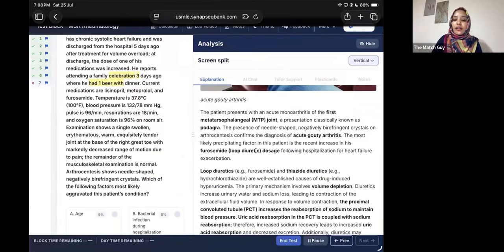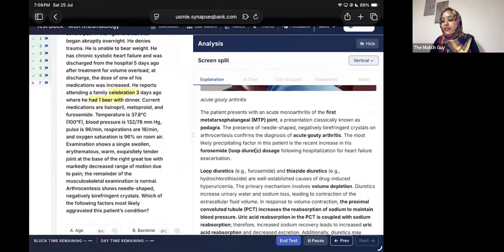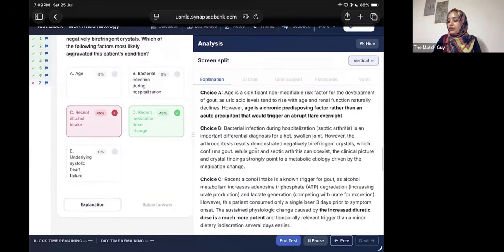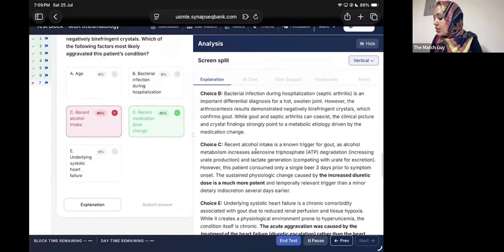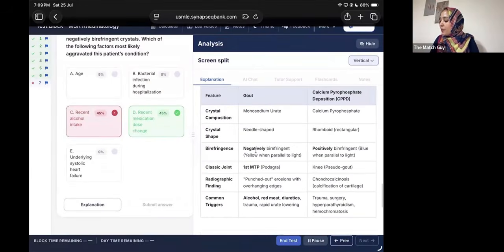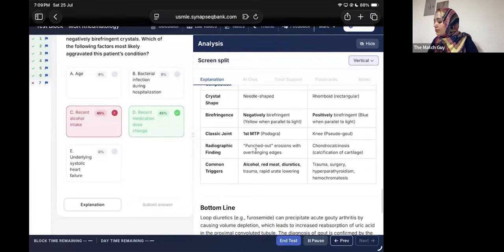Because we all know that alcohol is a trigger. This is not the issue. The issue is the amount of alcohol, and when did he drink it? He drank it about 3 days ago. This is not going to put him at risk for an attack. But yes, remember to compare them: negative birefringence, positive for calcium pyrophosphate, and the risk factors as well.